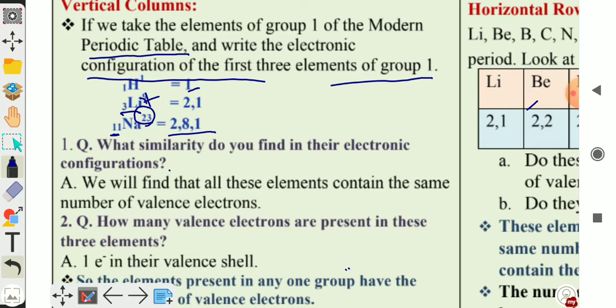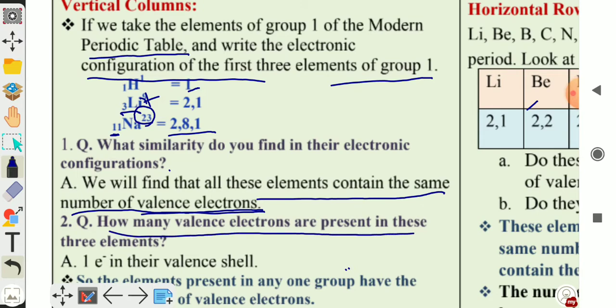What similarity do you find in their electronic configuration? Children, in the outermost orbit all these 3 elements have 1 electron. We will find that all these elements contain the same number of valency electrons. What do you mean by valency electron? Valency electron means the number of electrons present in the outermost shell or orbit. So all these 3 elements have 1 electron in their outermost orbit. So the valency electron is 1. How many valency electrons are present in these 3 elements?